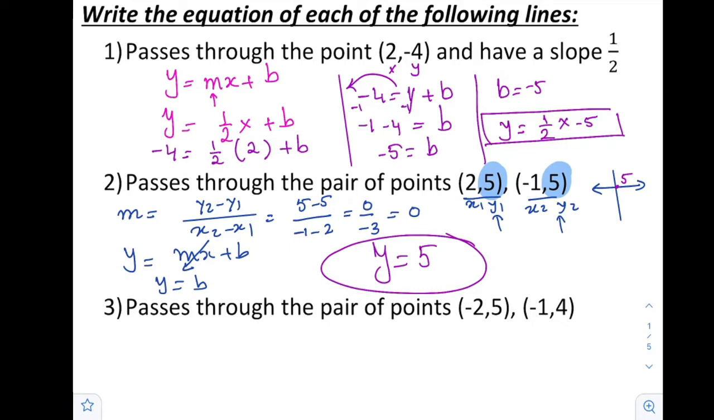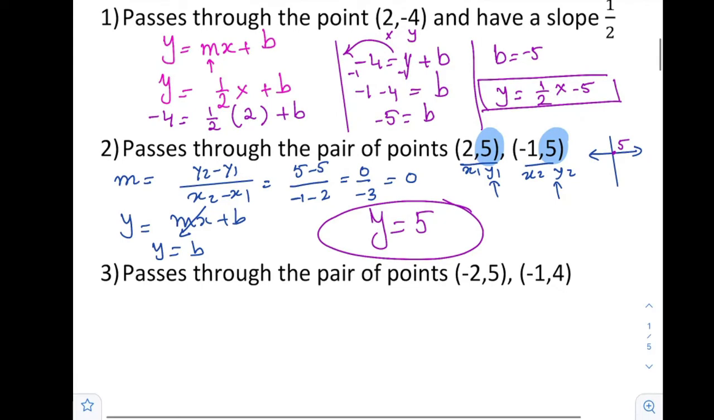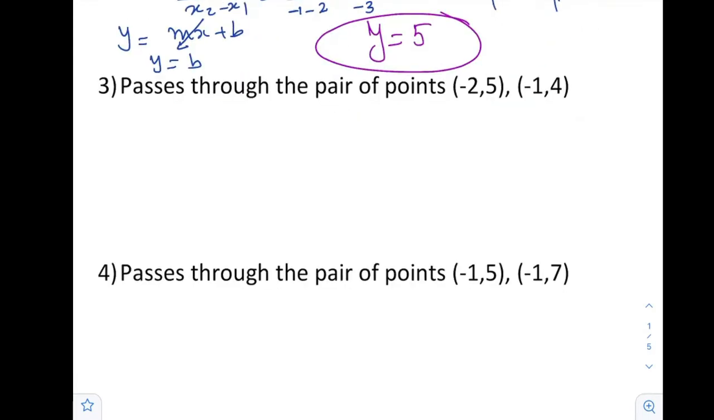Great. Question 3: the line passes through the pair of points (negative 2, 5) and (minus 1, 4). So we will find the slope, and it is very clear here that the slope has a certain value, not 0, nor undefined. So we will apply the formula.